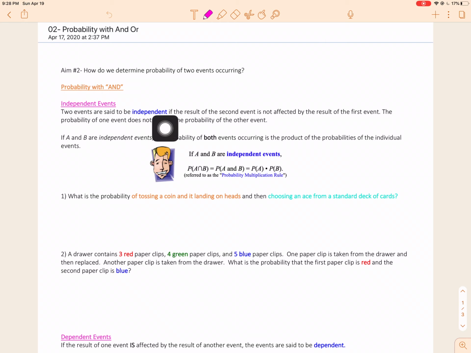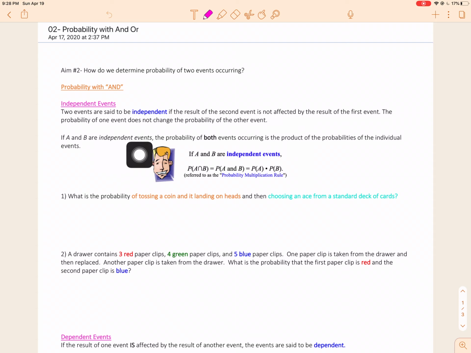So two events are said to be independent if the result of the second event is not affected by the result of the first event. The probability of one event does not change the probability of the other. These events are independent, as opposed to dependent events, which we'll talk about in a little bit.